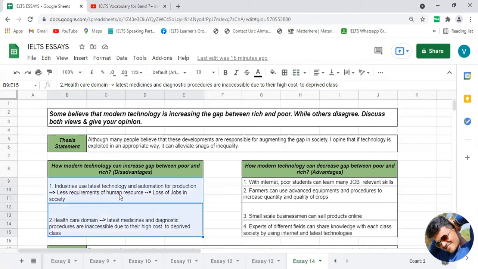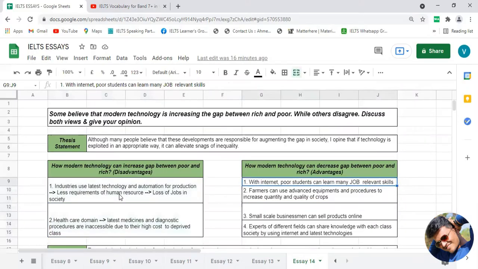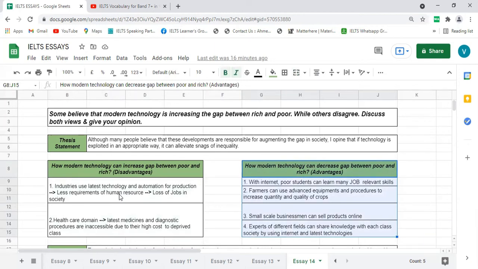Now it's time to see how we can develop our body paragraph number one by using these two broad points. Okay, so without wasting any time, let's see the same in the next slide. Now, friends, it's time to discuss body paragraph number two, in which we are going to discuss how modern technology can decrease the gap between poor and rich. It means ultimately we are going to discuss advantages of modern technology due to which the gap between rich and poor can decrease.